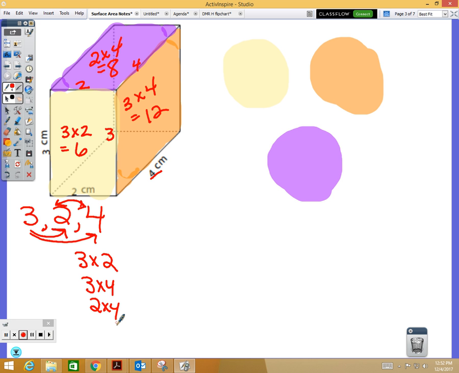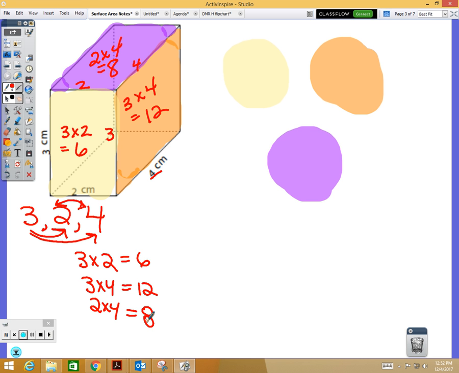Because isn't 2 and 3 the same thing? 2 times 3? 4 times 3? Same thing. 4 times 2? Same thing. Okay? And remember, we have 2 of each of these. So 2 of each of these.